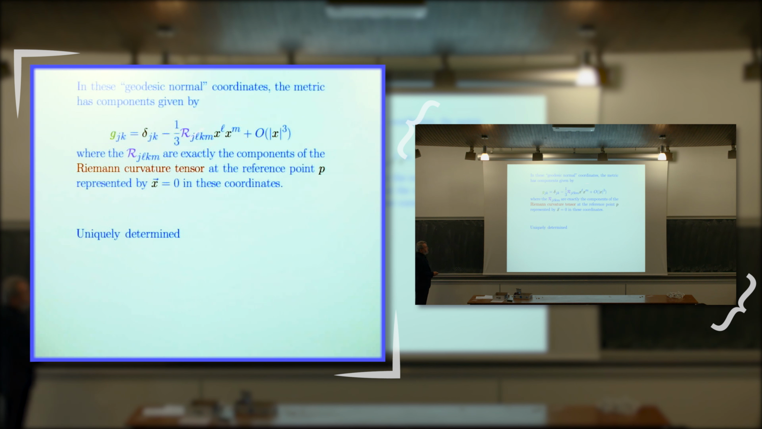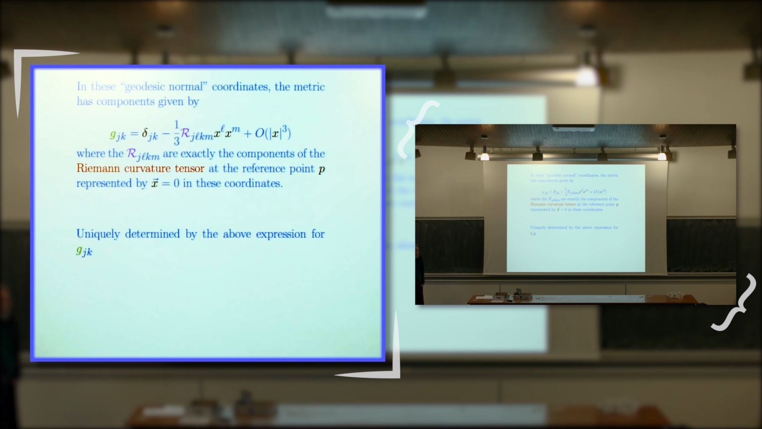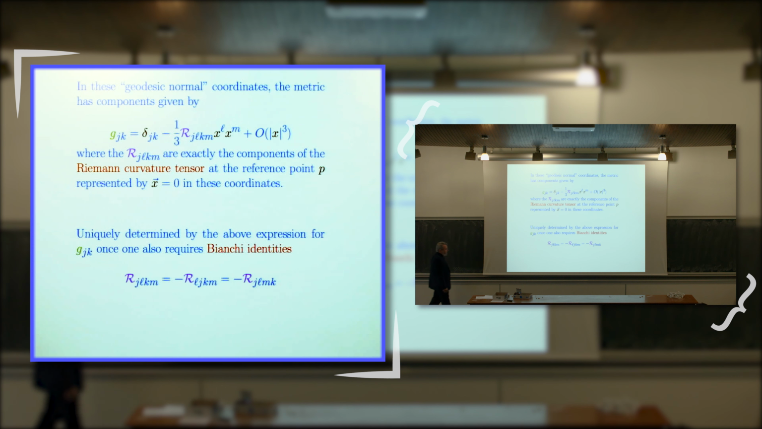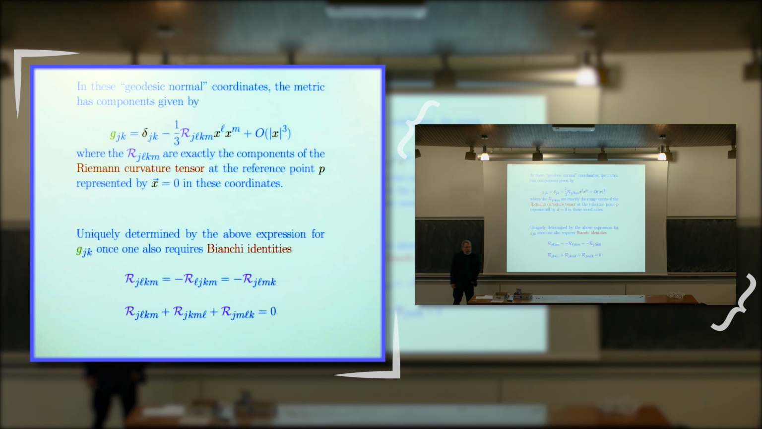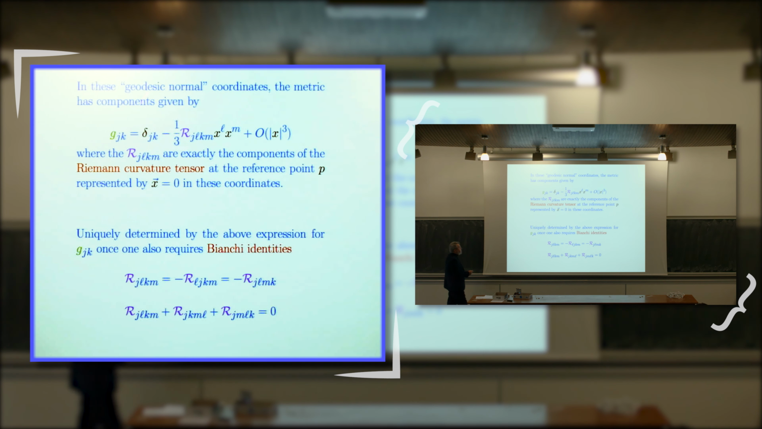Now actually, in order to say that these components are uniquely determined by this expression, you have to impose some symmetry conditions. The usual ones are not quite obvious. They're called the Bianchi identities. And so if you impose certain algebraic symmetry constraints on these coefficients, then they're uniquely determined by saying that this gives the quadratic term in this Taylor expansion of the components of the metric.